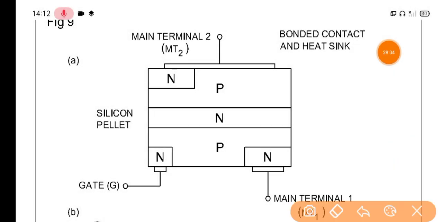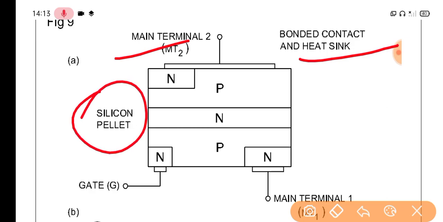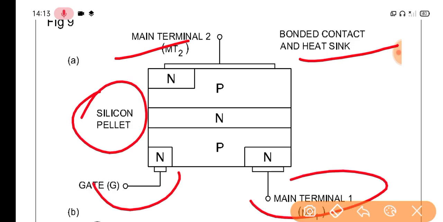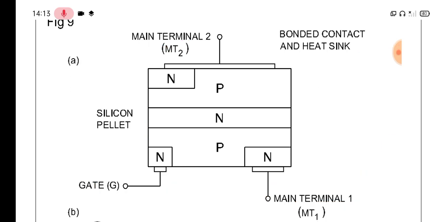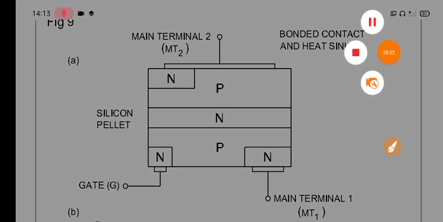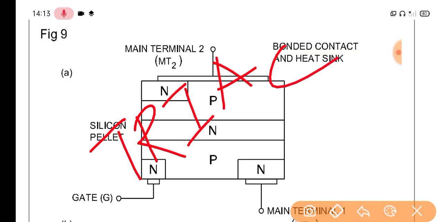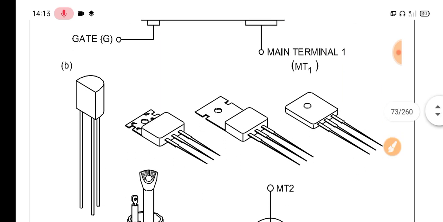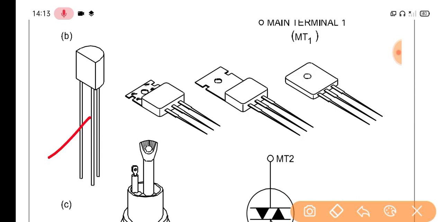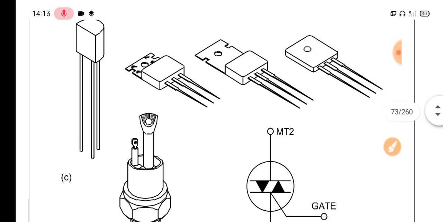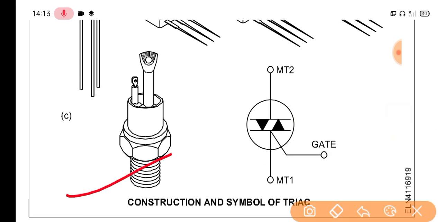This is the symbol of the triac, main terminal MT2 and beryllium oxide contact and heat sink. This is the silicon pellet, gate and main terminals. Main terminal MT1. This is the triac. MT2, MT1, gate.